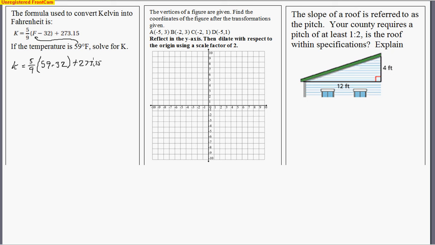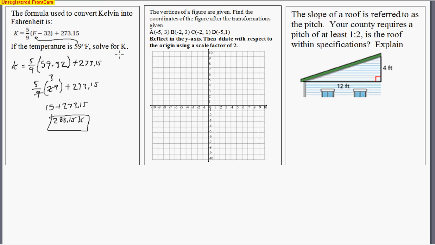273.15. So I do that work, and this gives me 27 that I need to multiply by 5/9, and then plus the 273.15. So when I do some cross-canceling here, I'm left with 15, so that makes 15 plus 273.15. And I go ahead and add those two numbers together, I make 288.15 Kelvin.